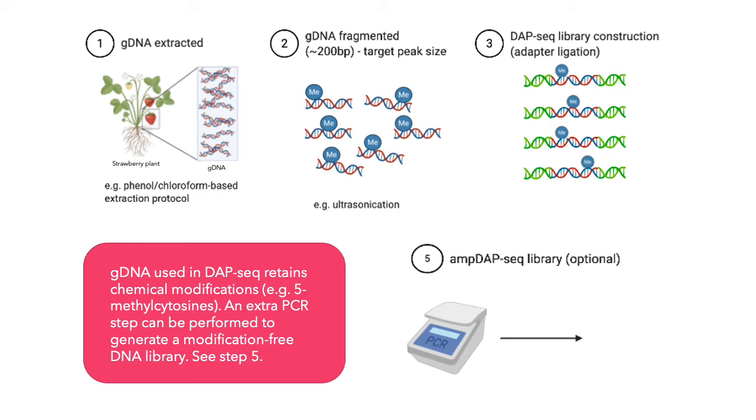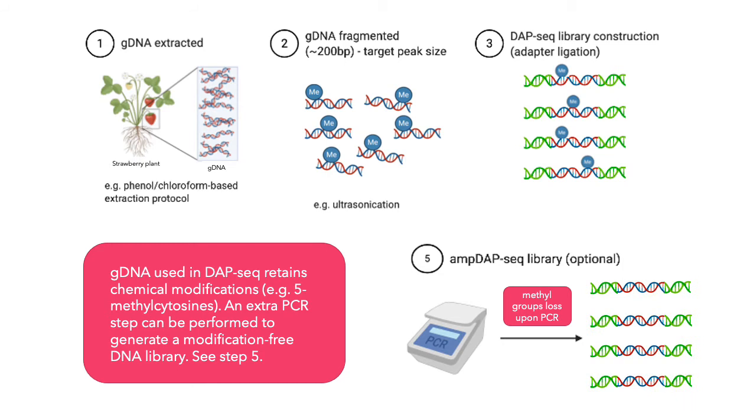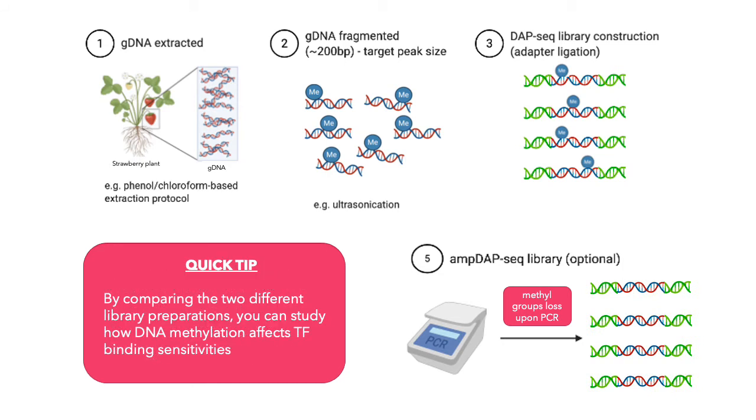One thing to note is that genomic DNA used in DAP-seq retains chemical modifications such as 5-methylcytosines. An extra PCR step can be performed to generate a modification-free DNA library, see step 5. This method is known as AMP-DAP-seq, where the methyl groups are lost upon PCR and you're left with a modification-free DNA library. One quick tip. By comparing the two different library preparations, DAP-seq versus AMP-DAP-seq, you can study how DNA methylation affects transcription factor binding sensitivities.